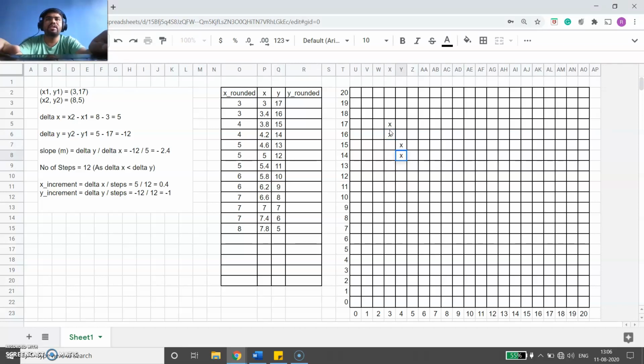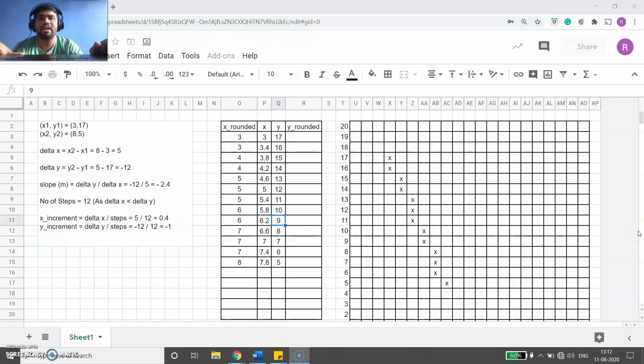(4, 14). Next point is (5, 13), right? The next point is (5, 12). The next point is (5, 11). The next point is (6, 10). Then we have (6, 9). Then we have (7, 8). Then we have (7, 7). Then we have (7, 6). Right. Then we have (8, 5). So this is it. So we have plotted the line.